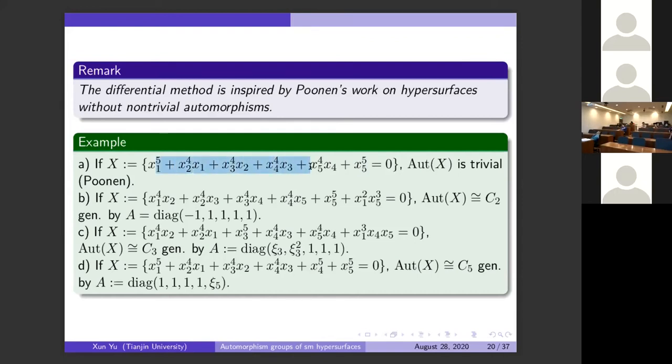So this polynomial you easily check by the Jacobian test is smooth, and it has only 6 monomials, and then we can apply the differential method just mentioned to show that the automorphism group of this hypersurface is actually trivial.